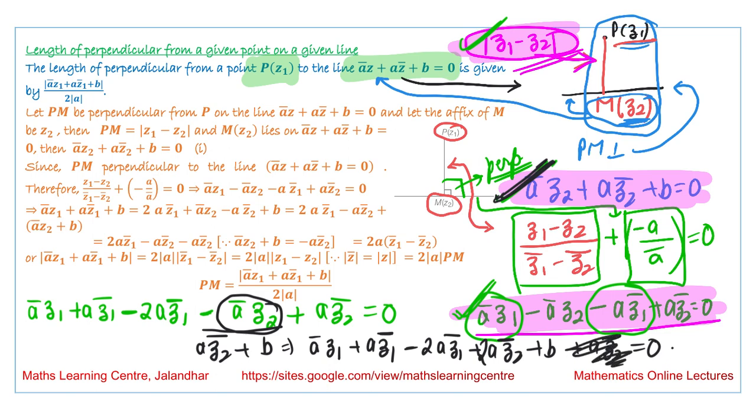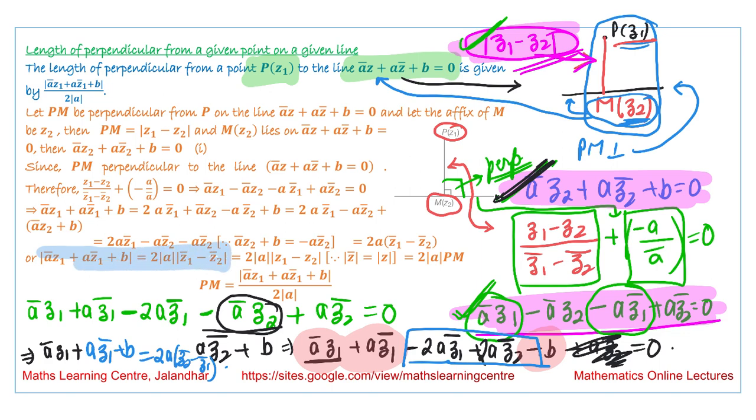So this value implies that a bar z1, plus a z1 bar plus b. We are collecting these terms over here, plus a z1 bar plus b, that is equal to what we are left with over here, these two terms. So it is equal to, we write 2 common, we write a common, and we are left with z2 bar minus z1 bar.